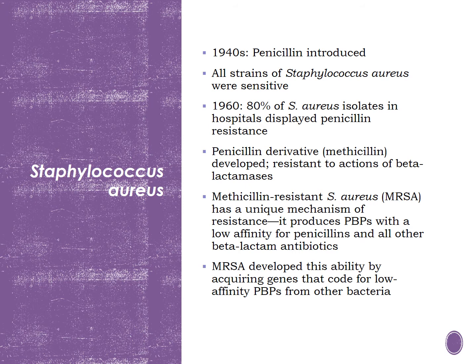Now, a penicillin derivative, methicillin, was developed that was resistant to the actions of beta-lactamase. Now we have methicillin-resistant Staph aureus, or MRSA, which has a unique mechanism of resistance. It produces PBPs with a low affinity for penicillins and all other beta-lactam antibiotics. MRSA developed this ability by acquiring genes that code for low affinity PBPs from other bacteria.